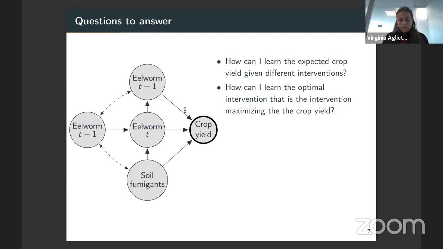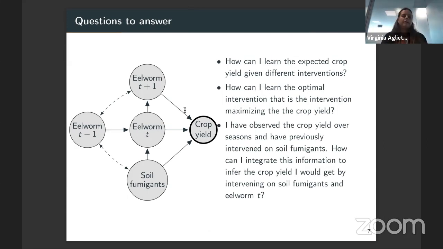But we might also be interested in learning what is the optimal thing to do if I want to optimize the crop yield. But also, I might have collected in the past some interventional data. So say in the past, I've already intervened on soil fumigants and I've observed the answer. So how can I exploit this information and integrate it in order to assess, with a specific probability distribution, what is the output that I would get from an alternative intervention?